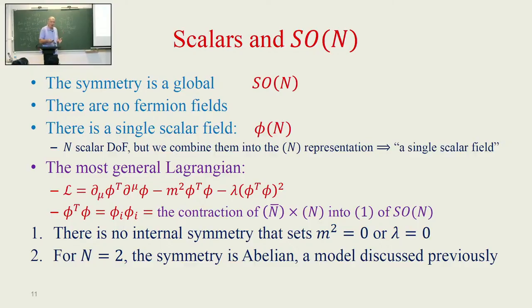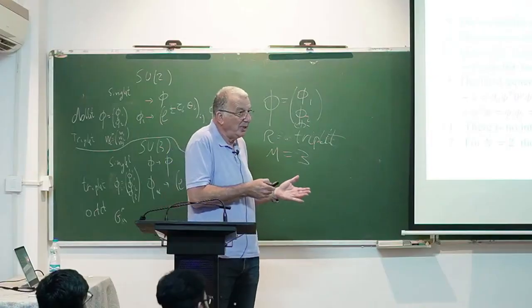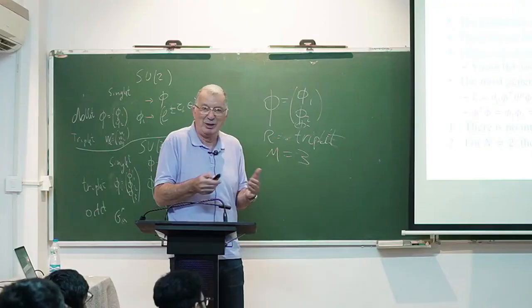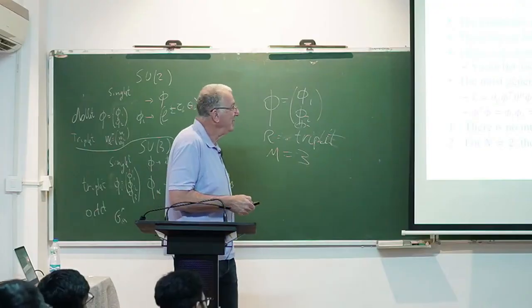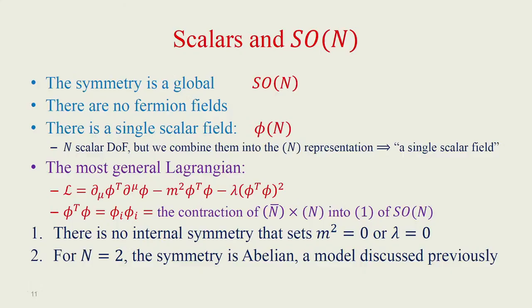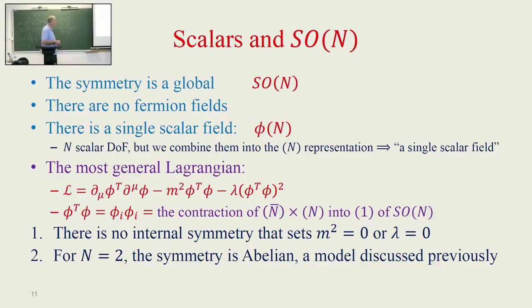This goes along with what I said. You cannot distinguish them. There is a symmetry. You measure the mass, and you don't know if it was phi 1 or phi 2, phi 3. They have the same mass. And also the quartic term depends just on this possible combination.